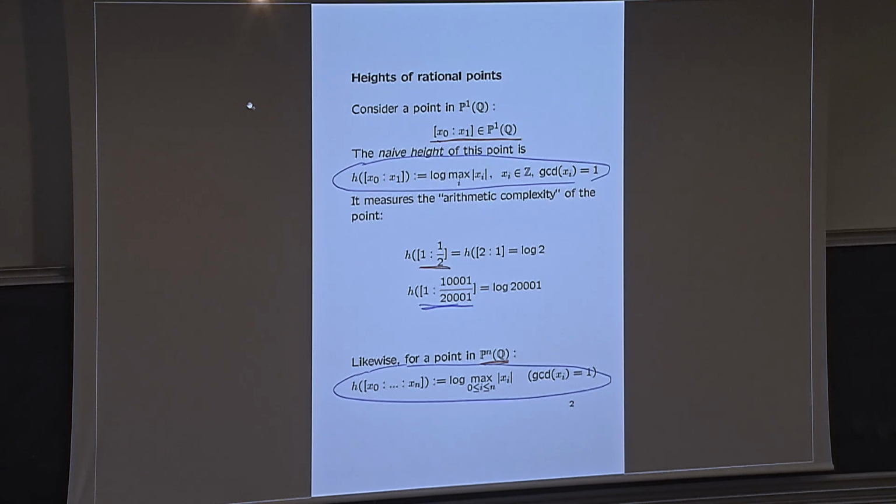Okay, so likewise, you go to higher dimensions. It's essentially the same thing. You make sure that the greatest common divisor is 1, and then you just take the logarithm of the maximum absolute value. So you should really think of this as there being two ingredients. One is the arithmetic structure, which comes in when you clear the denominators and numerators, and then the metric structure, which is the absolute value. And they appear here together.